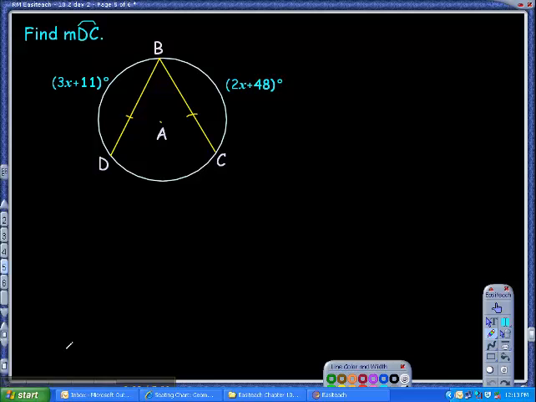Alright guys, now that you've done a couple examples on your own, I want to talk you through them just to make sure we're good. The first example says we're going to find the measure of arc DC. So let's make sure we're finding this measure of arc DC. Notice what they give us.